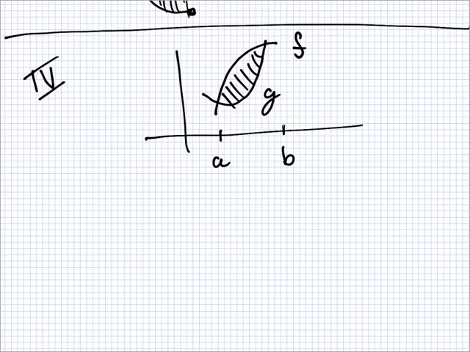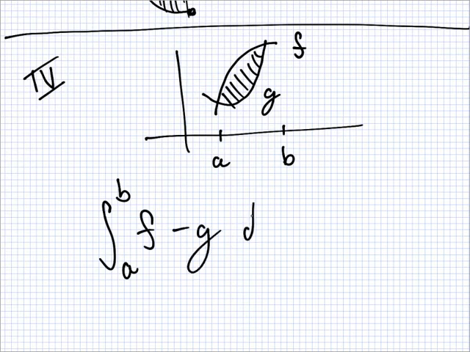You can also do it the other way around. You can subtract first and then integrate. So here the area is actually from A to B, upper minus lower, integrated. Quite handy. So the upper function minus the lower function integrated.